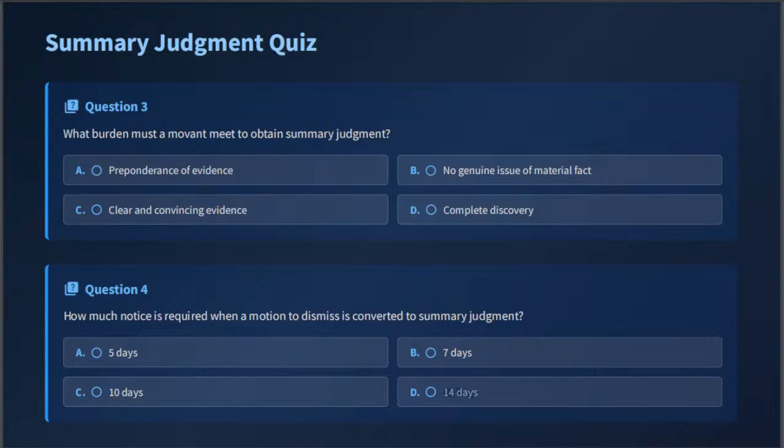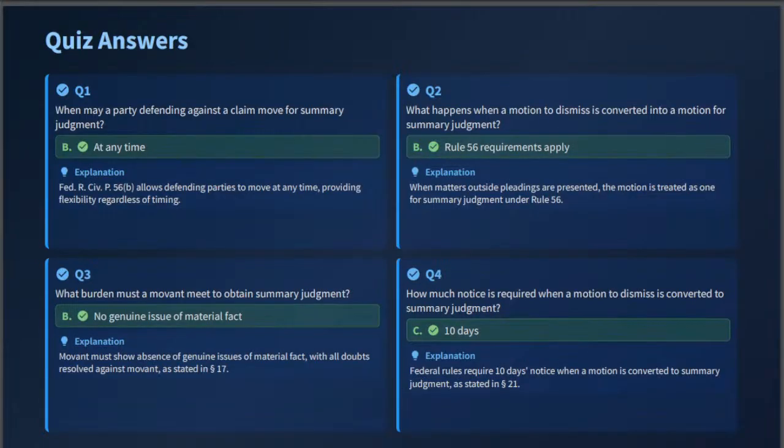All right, and here we go. All right, so now we get to the answers. For question 1, when may a party defending against a claim move for summary judgment? The answer was B for question 1, at any time. As we see here, Federal Rule of Civil Procedure 56B allows defending parties to move at any time, providing flexibility regardless of timing. All right, now on to question 2.